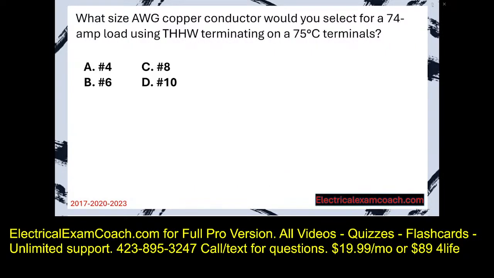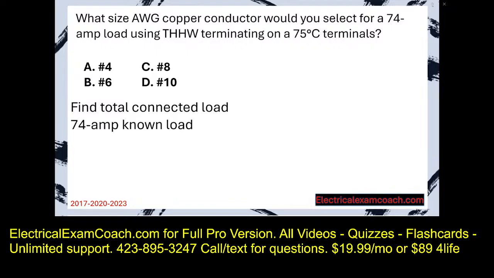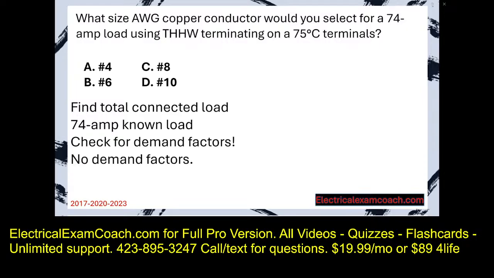What size AWG copper conductor would you select for a 74 amp load using THHW terminating on 75 degree C terminals? Step 1, find the total connected load. It's 74 amps. Now let's check for demand factors. Well, in this case, there's no specific pieces of equipment and there's no continuous load, so there are no demand factors. And we have to remember that our wire must meet or exceed the known load.